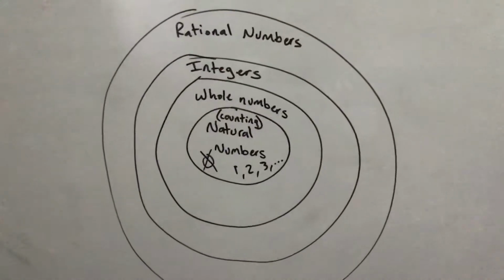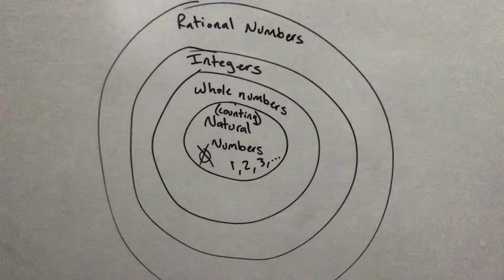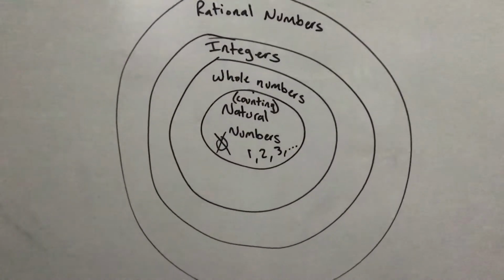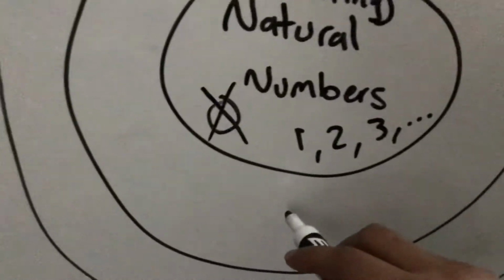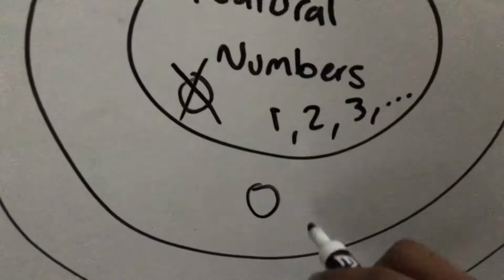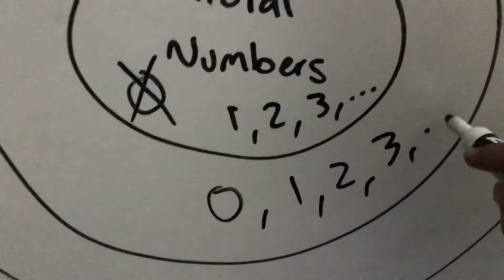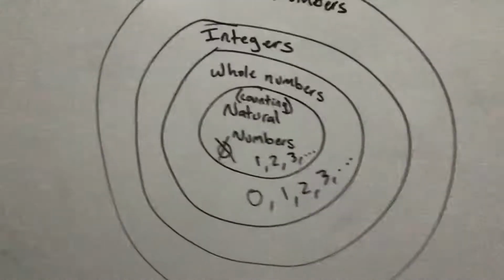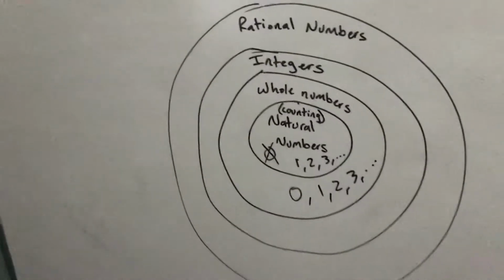The second category is very similar to that, whole numbers. The only difference between whole numbers and natural numbers is zero. Whole numbers do include the zero, so 0, 1, 2, 3, etc. Those are whole numbers.